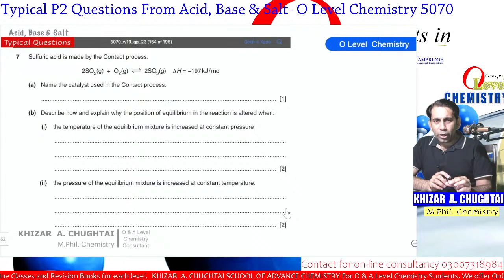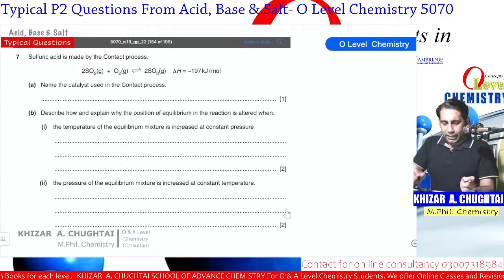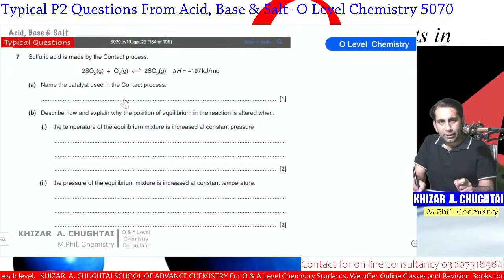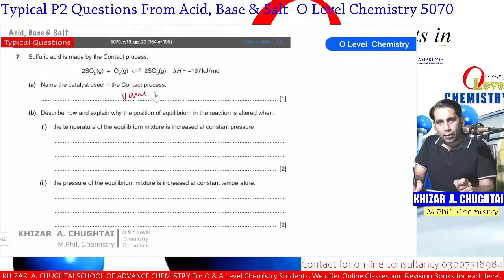Sulfuric acid is made by the contact process. Name the catalyst used in the contact process. That is said to be vanadium(V) oxide.